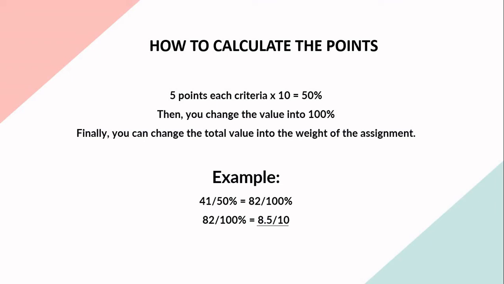For example, let us say one student scores 41 out of 50. So you change this to 100%. It comes to 82 out of 100. Let's say the assignment is going to be taken out of 10. So you change what the student got out of 100 to 10, which comes to 8.5. I mean marks out of 10. So this is how it can be calculated.